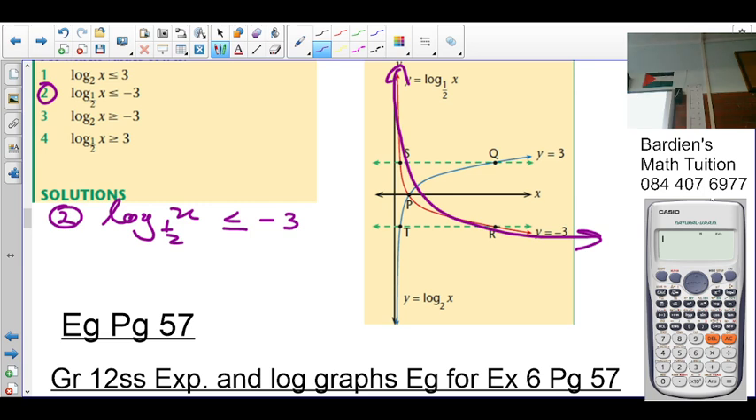So if you must draw the line, the graph y is equal to -3, we will be drawing that graph here. Not so? You all agree with that? There is the inequality. The inequality says that the y or the graph must be less than or equal to -3. So is that above the horizontal line I've drawn, or below? Below. So it's this part of the graph here.